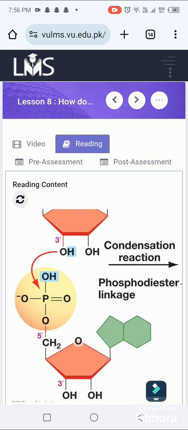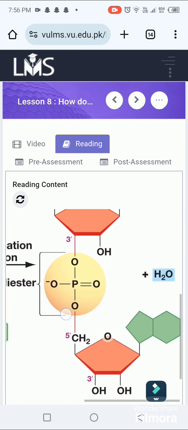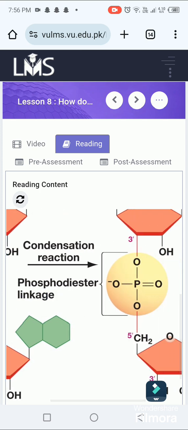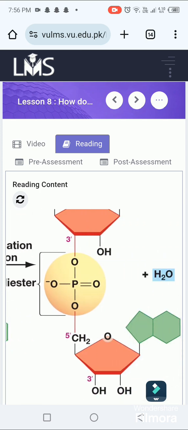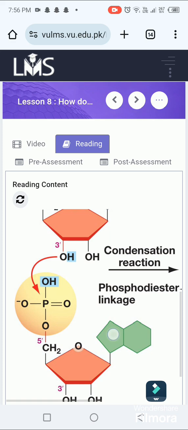This is the phosphodiester bond, a condensation reaction, phosphodiester linkage, and water is formed. When two nucleotides combine together, a condensation reaction occurred, and water is formed. And both the nucleotides get joined together with this phosphodiester bond.